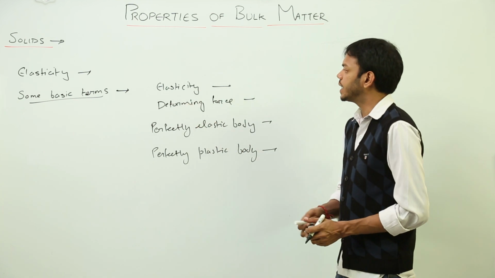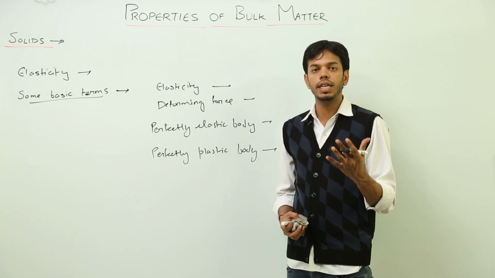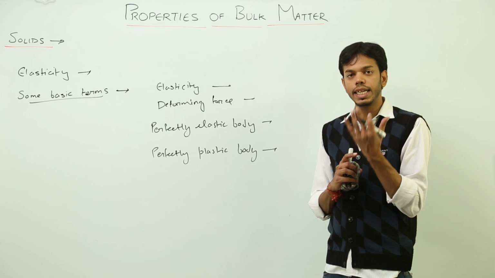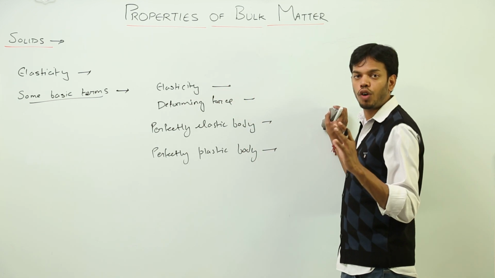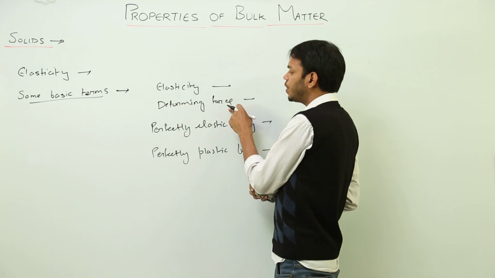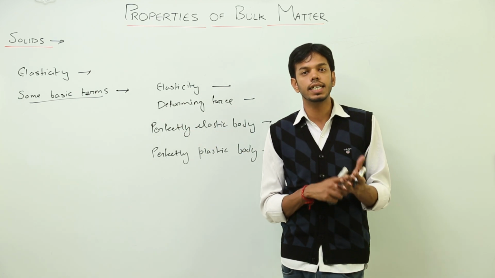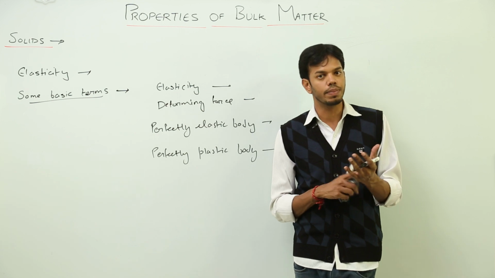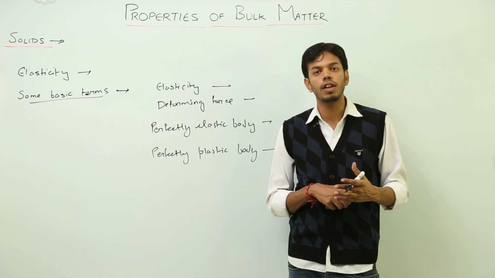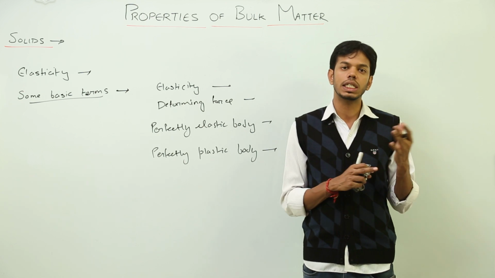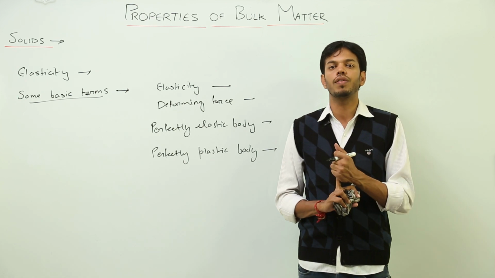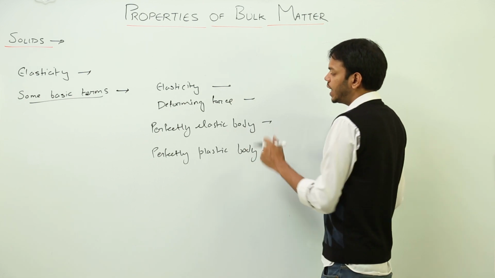First one is elasticity. As we just discussed, it is the ability of a body to regain its original shape and size after the removal of deforming force. So what is deforming force? It is an external or sometimes internal force which tends to change the shape and size of a solid. Then perfectly elastic body.